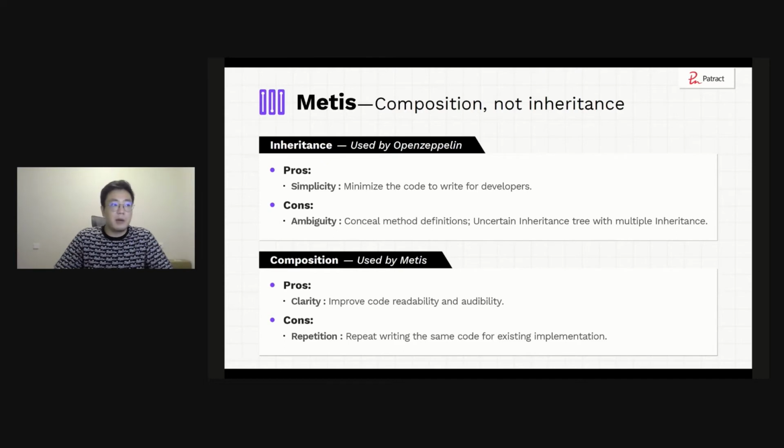In Metis, we use composition. The pro of composition is clarity. It improves code readability and auditability of all the functions. Also, all the code is in one place. That makes code auditing very easy. The con is repetition. So you may sometimes get bored writing the same code over and over again.